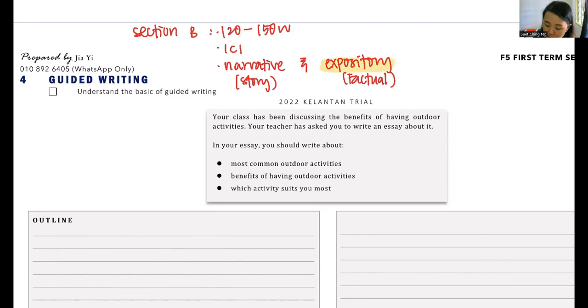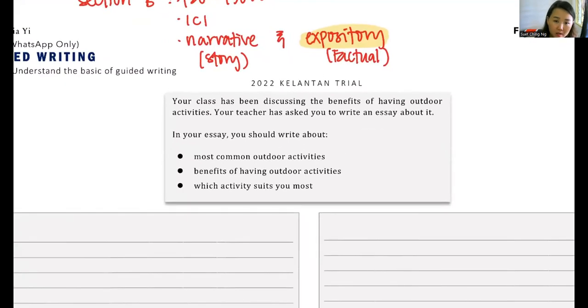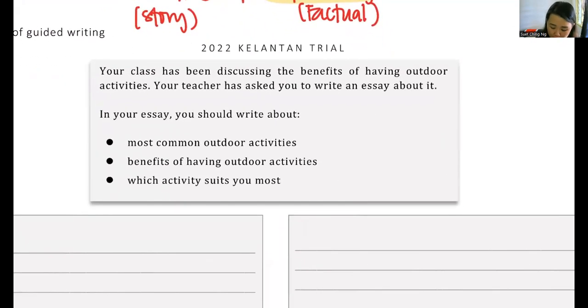Factual definitely is more popular because nowadays they do tend to prefer giving you the story in your Section C component. Okay, so same thing. You're going to take a look at your points. You're going to do your WTF first. Who are you talking about? Discussing the benefits of having outdoor activities. Your teacher has asked you to write an essay about it. Most common outdoor activities. Benefits of having outdoor activities. Which activity suits you most?